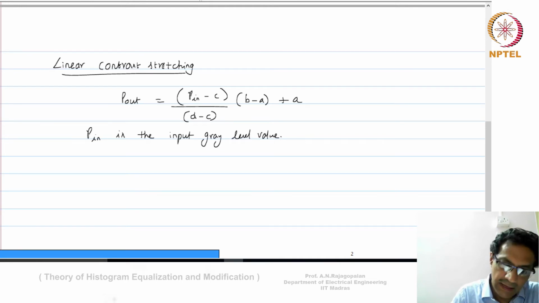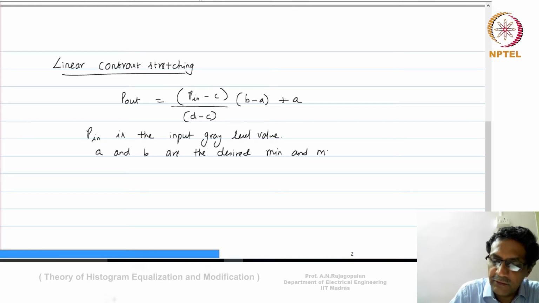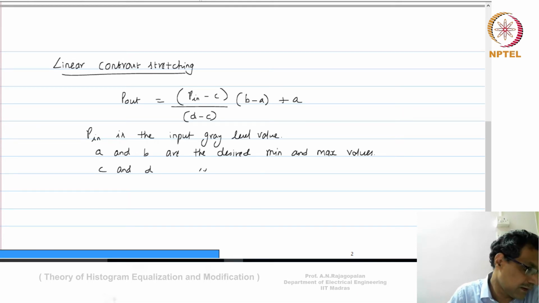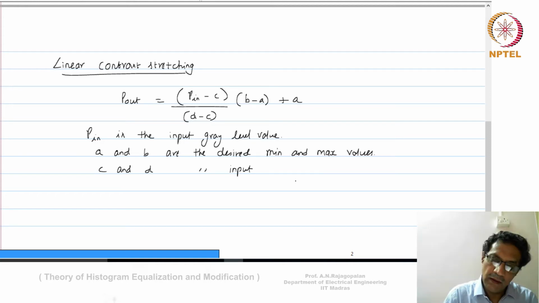Now, A and B are the desired min and max values. That means after you histogram equalize, you would like A and B to be the min and the max values respectively. C and D, on the other hand, are the min and max values of the input image, whatever the min and max values of the input image are. If your P in is equal to C, then of course P out maps to A, which is the minimum value in the output image.